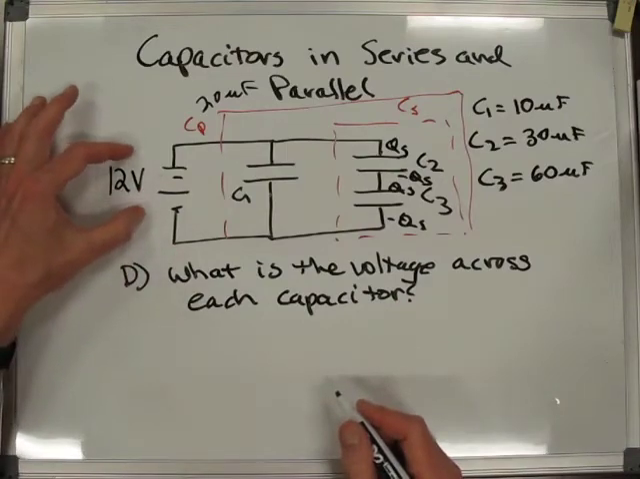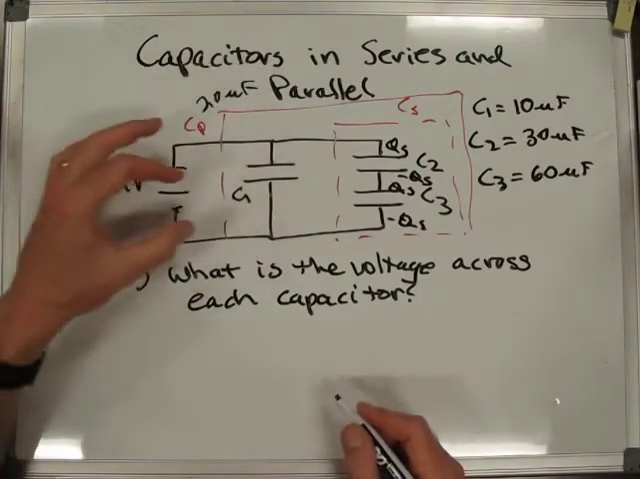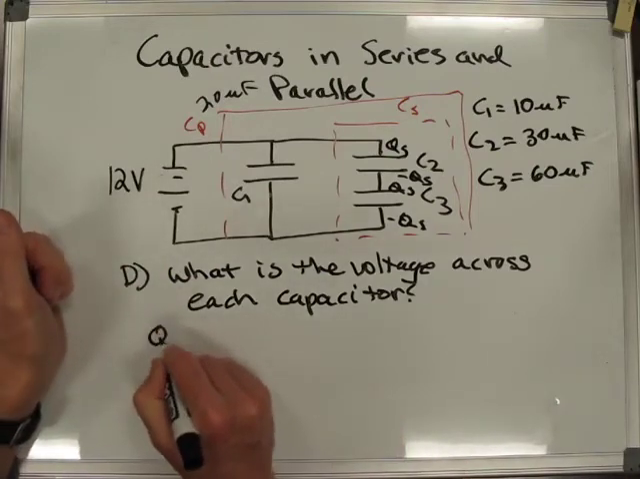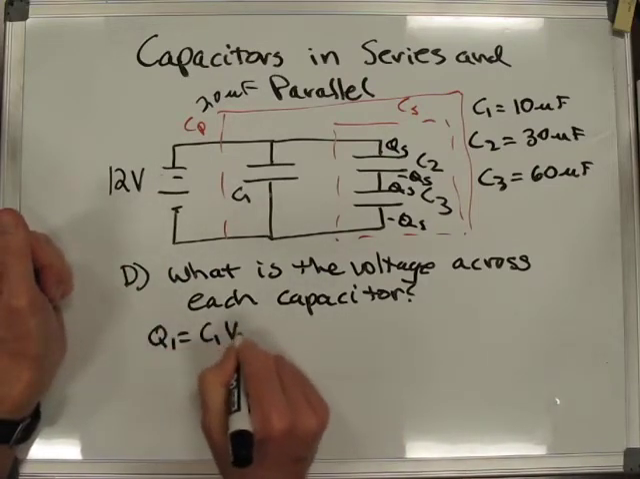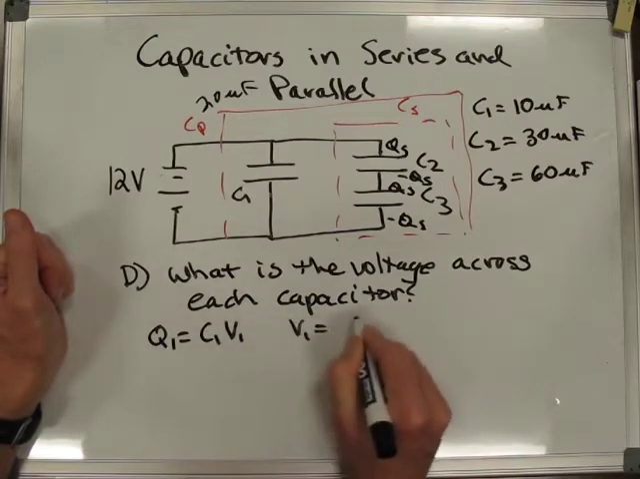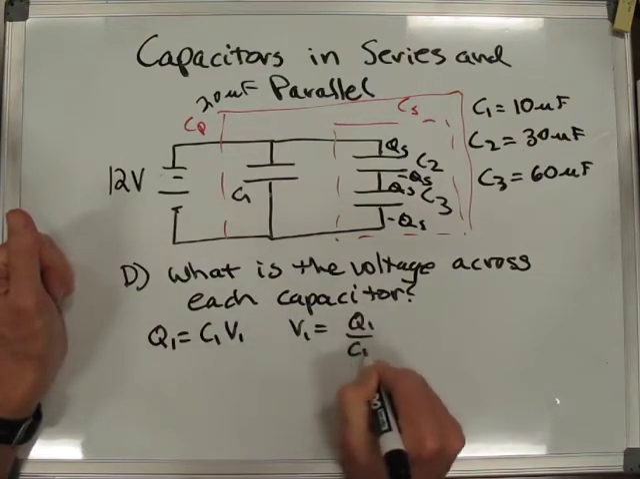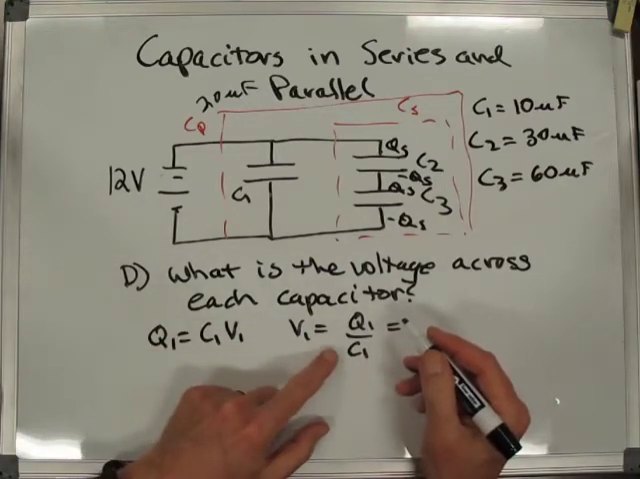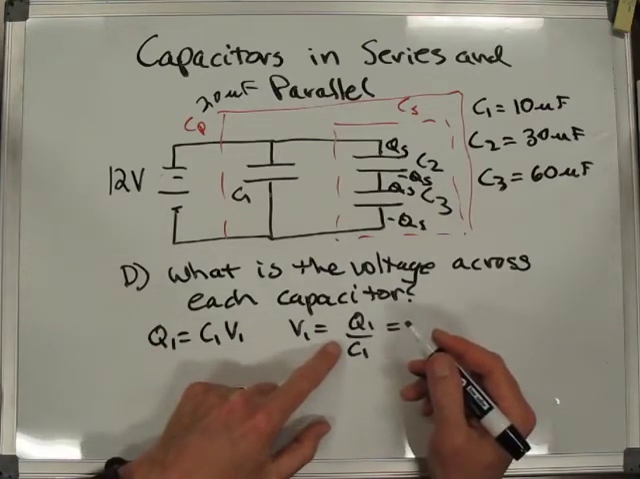Well, the voltage across C1, we already said, is just the same 12 volts. And if we wanted to, we could check it, right? From Q1 is equal to C1 V1, we get V1 is equal to Q1 over C1. Now, we already calculated this the other way, but we can just check it anyway, right?